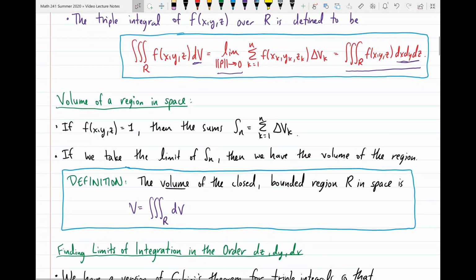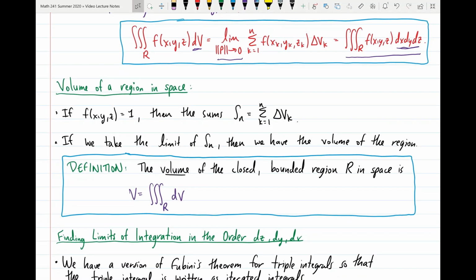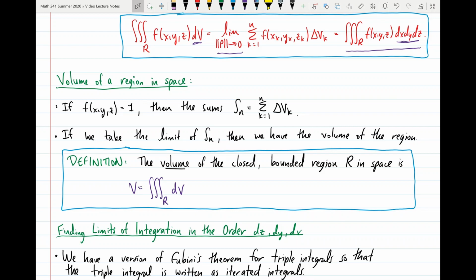Okay, so triple integrals most of the time are going to represent a volume of a region in space. Remember that for double integrals, we could use the double integral to give us the area of some region in the plane. Well, the triple integral does something similar. It gives us the volume of a 3-dimensional region.